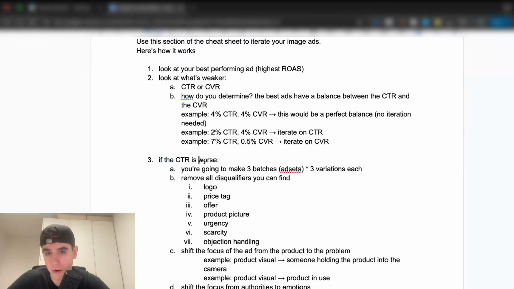So if the CTR is worse, we're gonna make 3 batches, so 3 assets, times 3 variations each. So we're gonna make 9 new creatives, 9 iterations each, every single time that we make an iteration decision. Yes, high volume. I'm a friend of high volume.